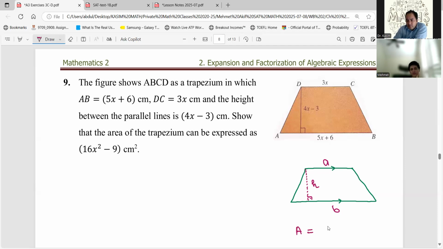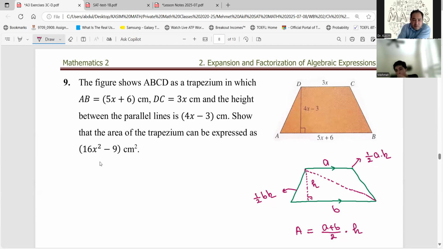It is A plus B divided by 2 times H. If you wonder why, if I divide it into two triangles, the area of this triangle would be 1 over 2 times base A and height H. And the area of this triangle will be 1 over 2 times B times H. If you add them together, you get A plus B over 2 times H. That's why.